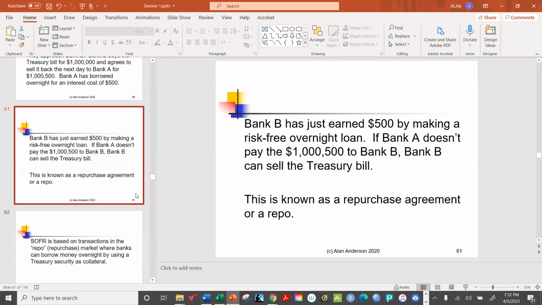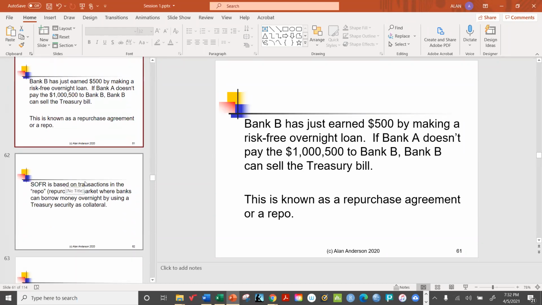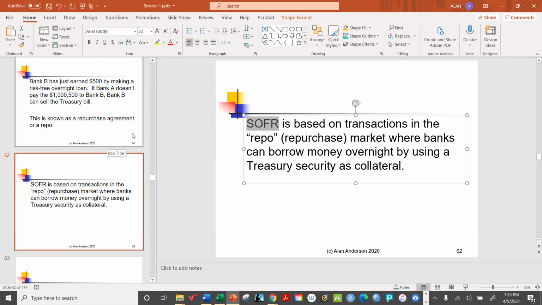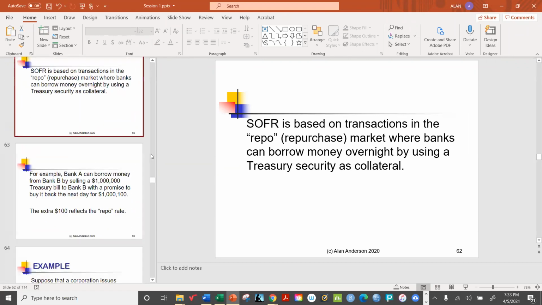And the SOFR rate refers to the market where repos take place and treasury securities are being used as collateral. So that SOFR rate is what they're charging each other for these collateralized repos. Not just loans, repos, meaning that they are collateralized, which means they're very low risk. And so the SOFR is very close to being a risk-free rate of interest.